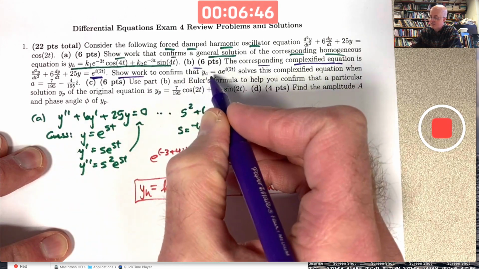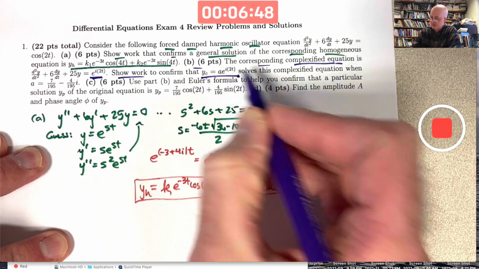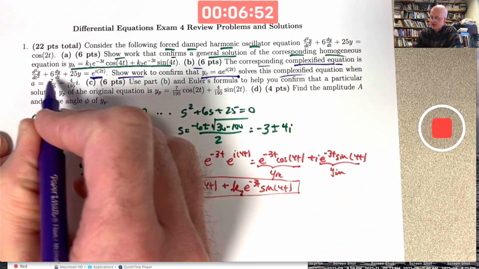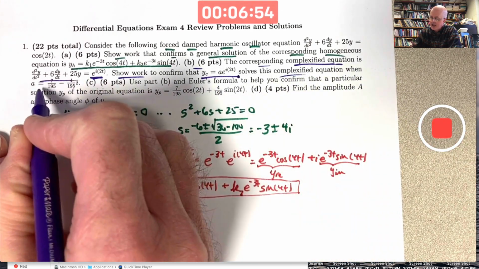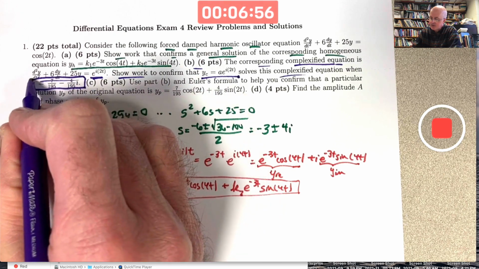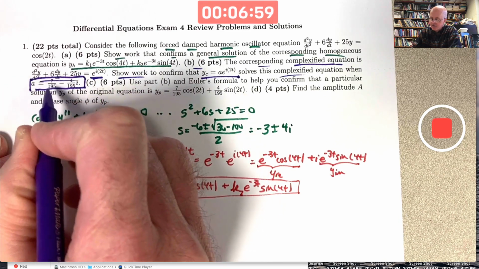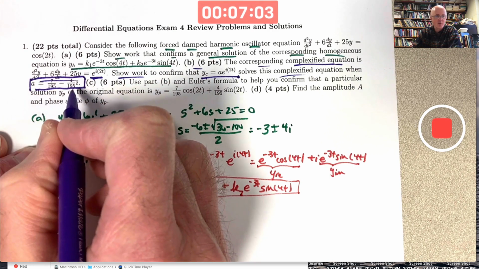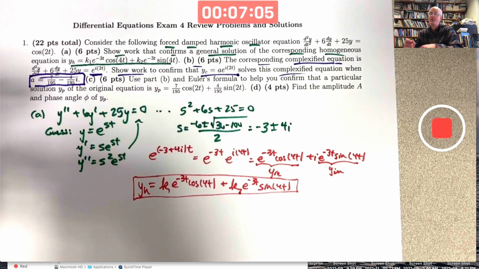Show work to confirm that this function, this complex function, notice i is there still, solves the complexified equation, this one right here, when the a is this complex number right here. Sorry, I crossed the numerators there. A equals 7 over 195 minus 4 over 195i. So I'm telling them what the answer is.